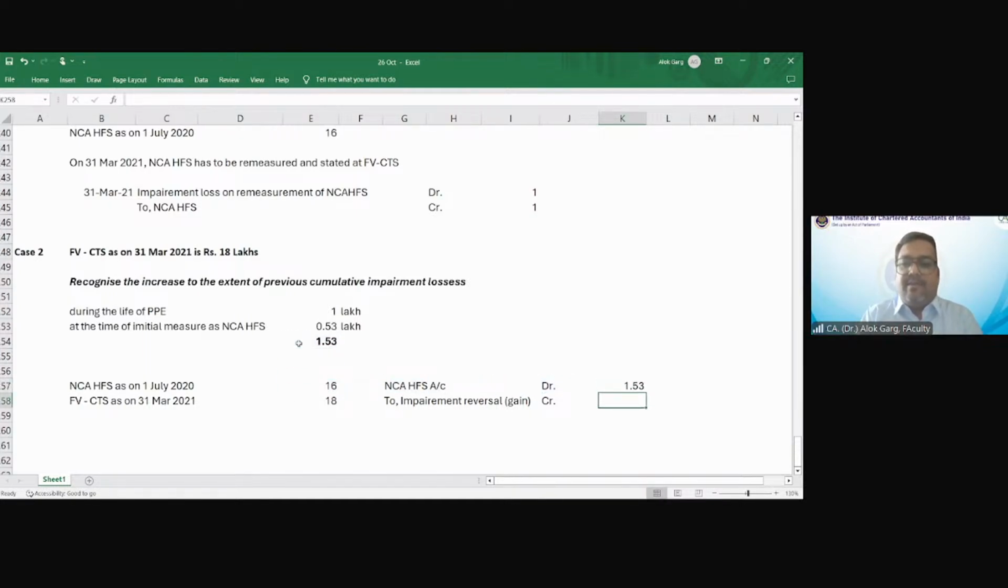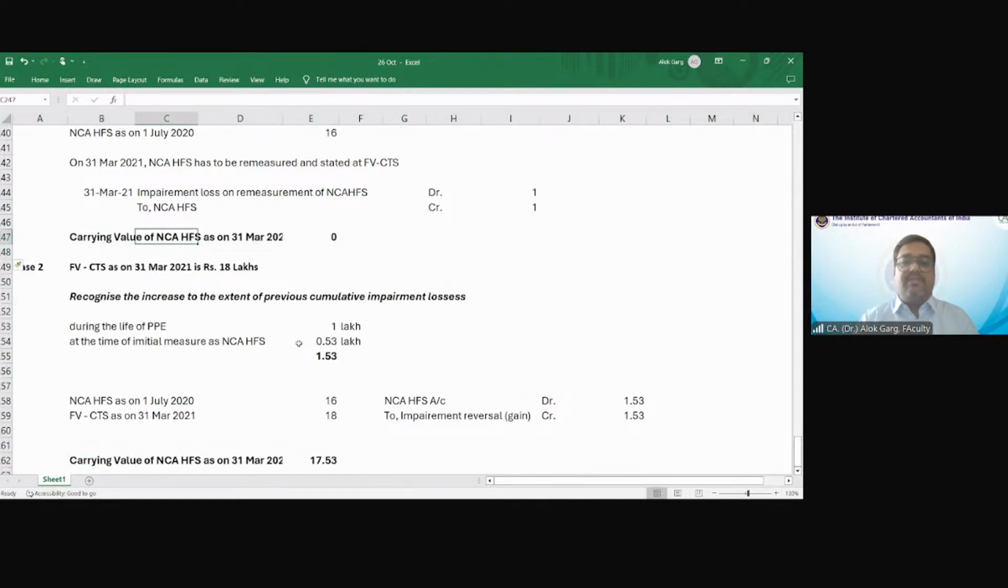1.53. So what is my closing value? What is my closing carrying value of NCHFS as on 31st March 2021? How much? 16 was the initial value plus 1.53, 17.53. In the first case, what was the carrying value? In the first case, the carrying value as on 31st March 21 was 16 minus 1, 15 lakh.